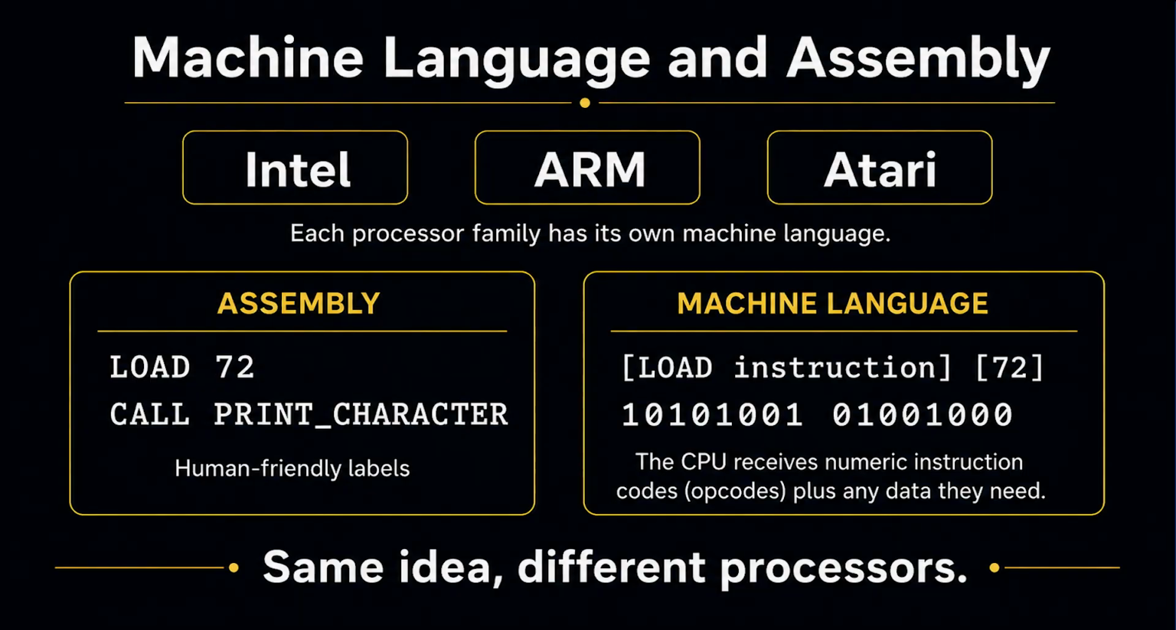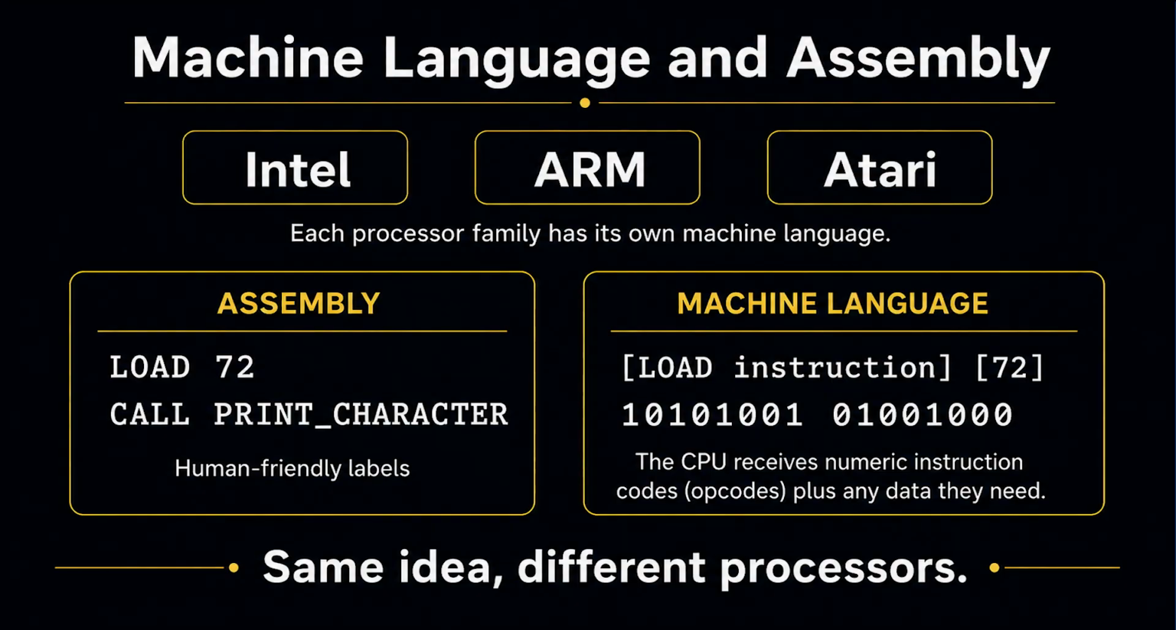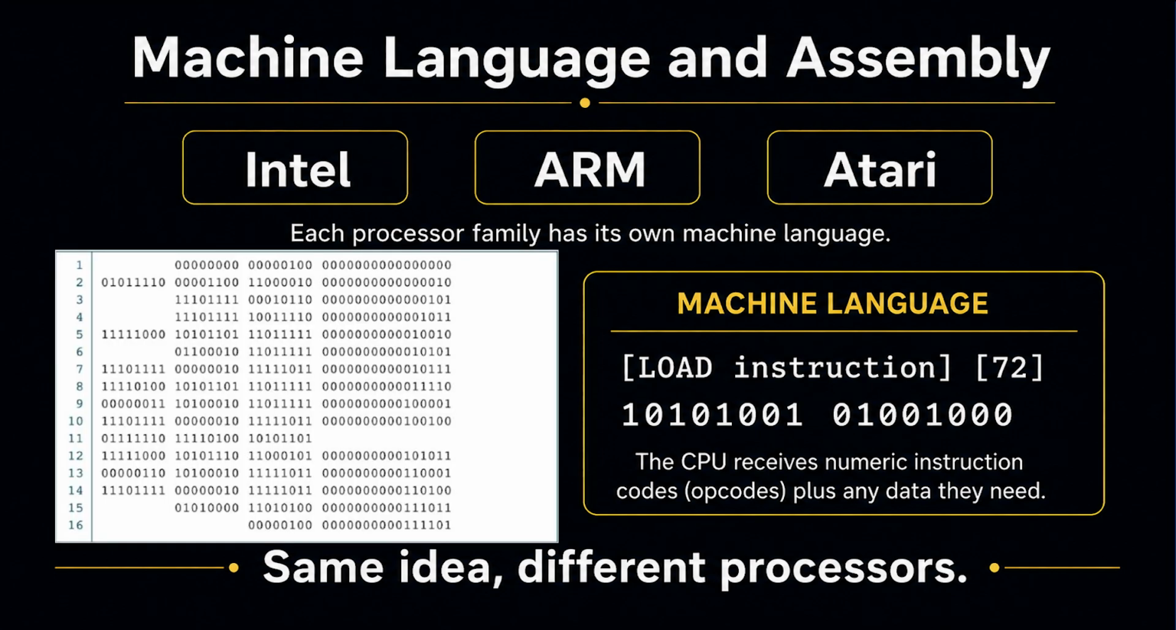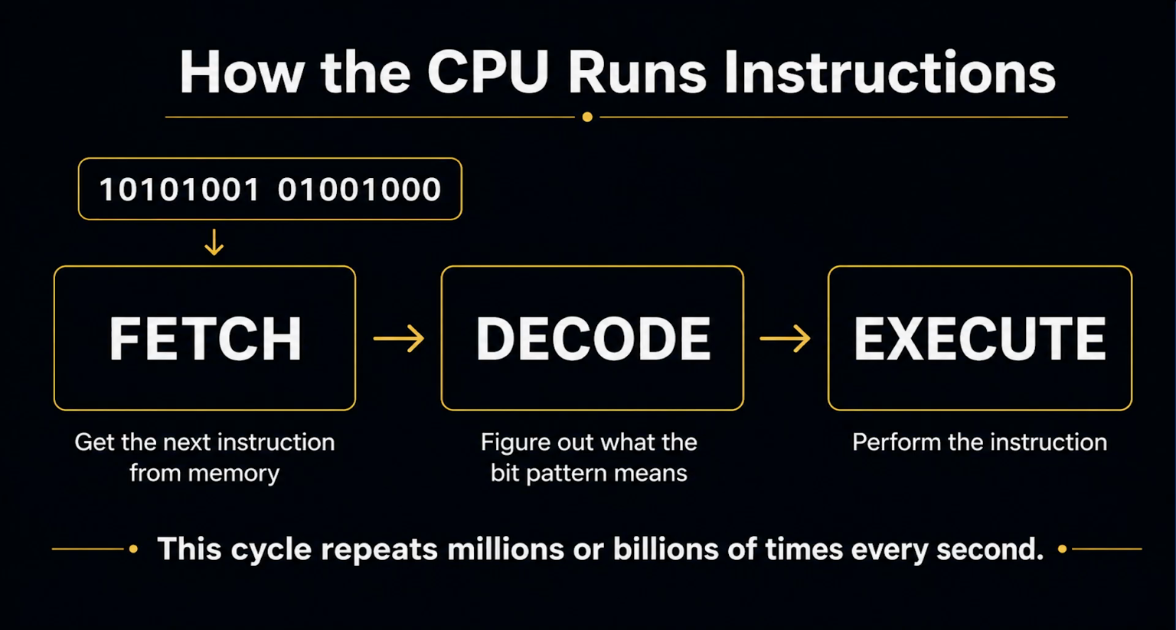An Intel processor does not use the exact same instruction code as an ARM processor or the processor in an old Atari. Humans usually represent machine instructions using assembly language, something like load 72, print or call print character. But those words are only human-friendly labels. The processor receives numeric instruction codes, often called opcodes, along with any data those instructions need. That exact binary depends on the processor, but the idea is the same. First pattern might mean load a value. The second pattern might mean the value, load 72.